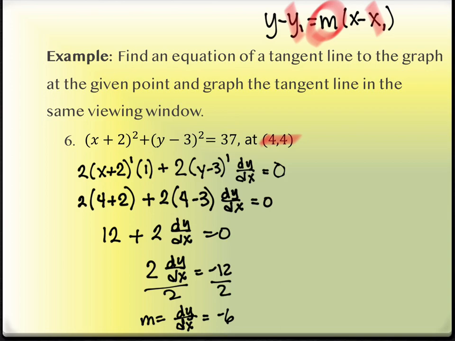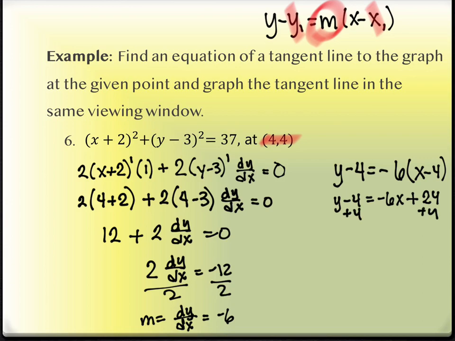So that's my slope. My point is (4, 4). So I have y minus 4 equals negative 6, sorry, times x minus 4. So I have y minus 4. I'll distribute my negative 6. It's negative 6x plus 24. Careful on your signs. Add my 4. And y equals negative 6x plus 28.